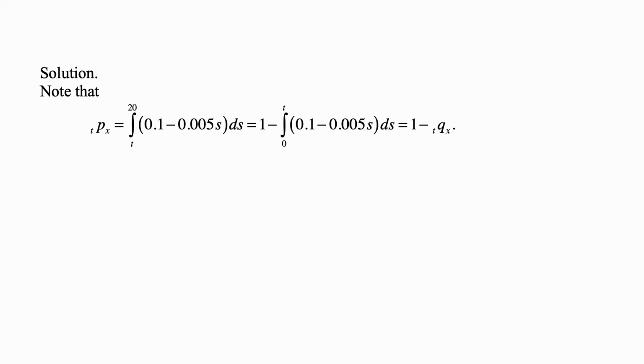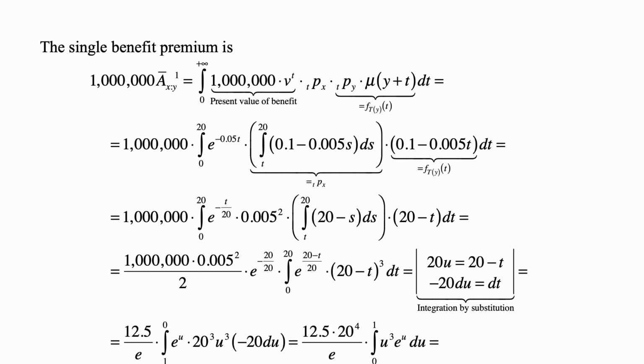And here's the solution. Let's start with noticing that tPx, the probability of x being alive at time t, is the integral from t to 20 of 0.1 minus 0.005s ds. That's because it's the integral of a density going from t to 20. That's 1 minus the integral from 0 to t of 0.1 minus 0.005s ds, and it's equal to 1 minus tqx, obviously. And now we continue the solution. The single benefit premium is 1 million times A-bar of x:y with 1 above the y. As you can see, it pays upon the first death, if y dies first. So that's why it's x:y, no bar above them. Pays upon the first death.